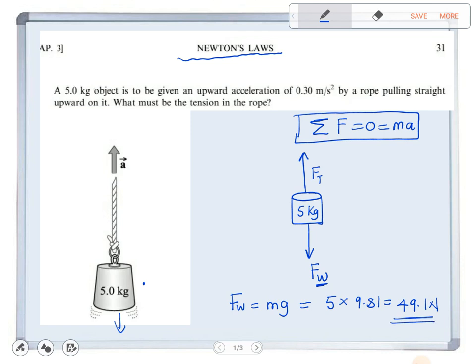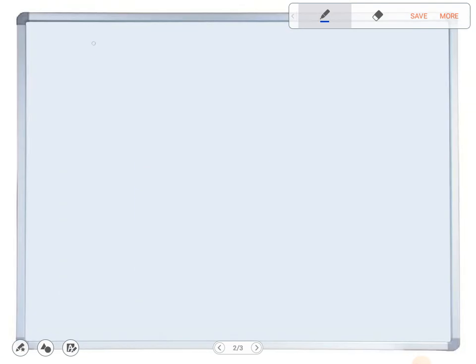Now, since we know one force, we can find another force using this formula. So how do we apply that? Remember that the motion is upwards, so we are going to take this as our positive motion. That is, the sum of forces in the y should be equal to mass times acceleration in the y-axis. That's what we are going to do here.